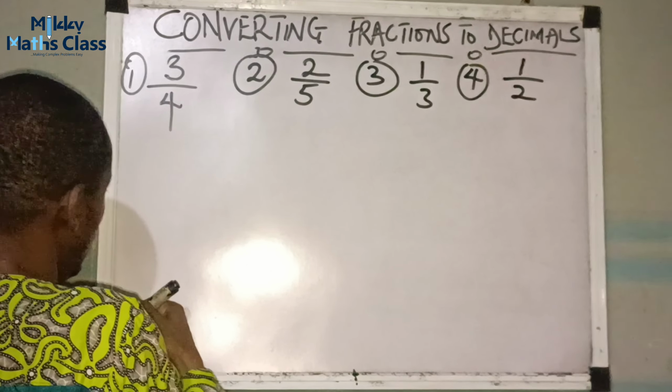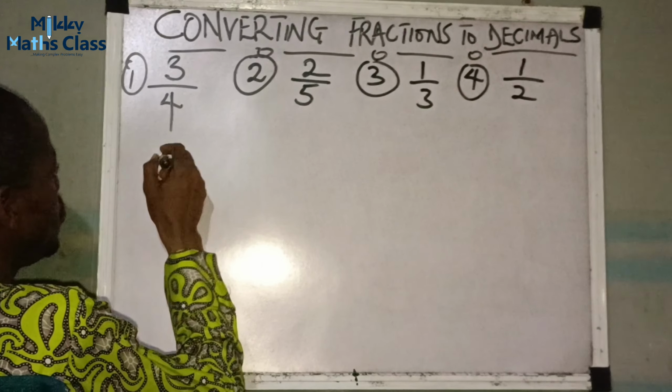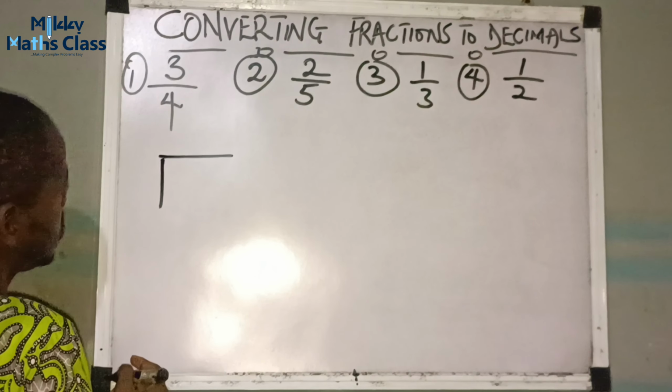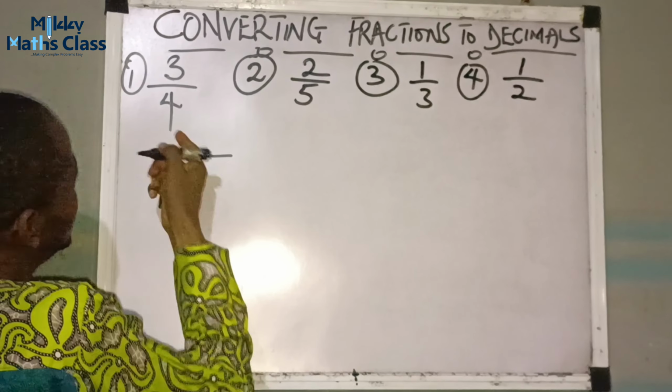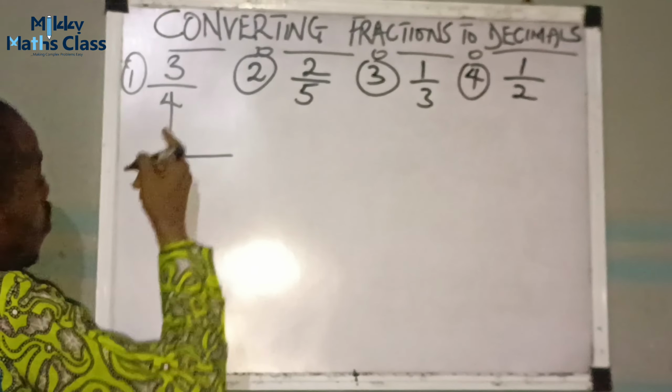What does this mean? This means 3 divided by 4. So we rule our division sign. Now this is 4, we put it outside. What is it dividing? 3. So 4 in 3. Is it possible for me to see 4 in 3? No. So I put 0 here.